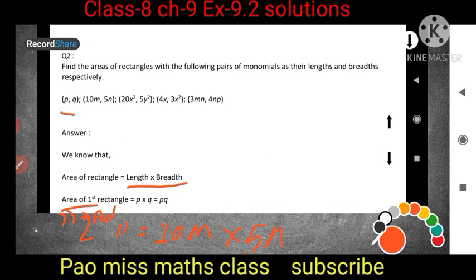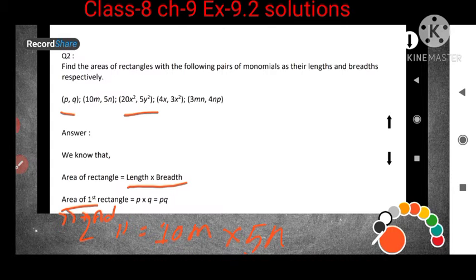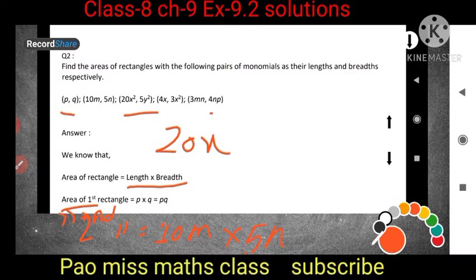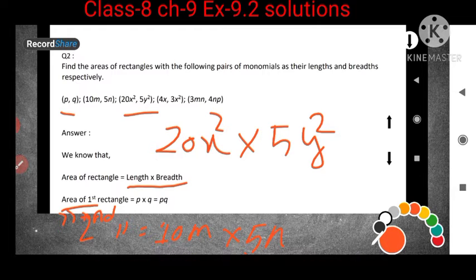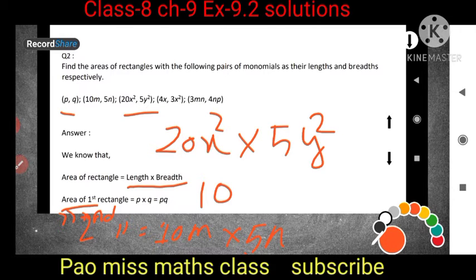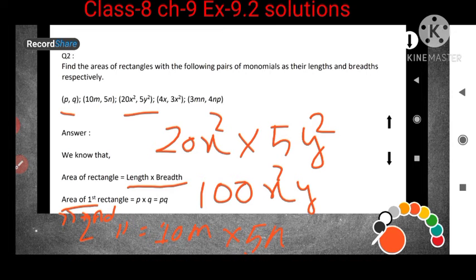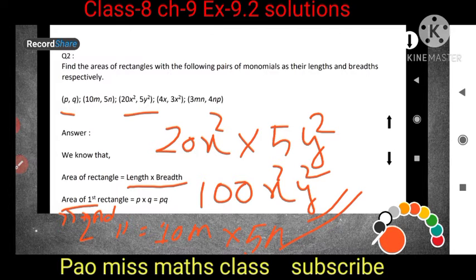Now for the third rectangle, the area will again be length into breadth, that is 20x square multiplied with 5y square. Here the numbers get multiplied: 20 into 5 is 100. Then x square and y square will remain the same. So the area of the third rectangle will be 100 x square y square.